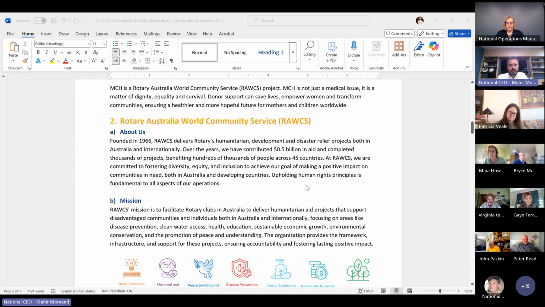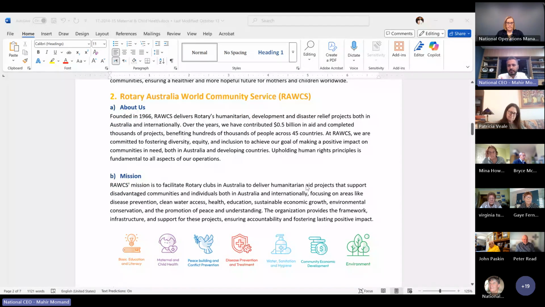Then the next thing is when we talk about us, there's a history of RAWCS. As a donor, if I was receiving this, I'd say, oh okay, so this organization called RAWCS has been around since 1966. Oh wow, that's about 60 years. And they have made $500 million available in aid. Wow, okay, they work in 45 countries. So these are the main things that give me trust when I look at this particular proposal.